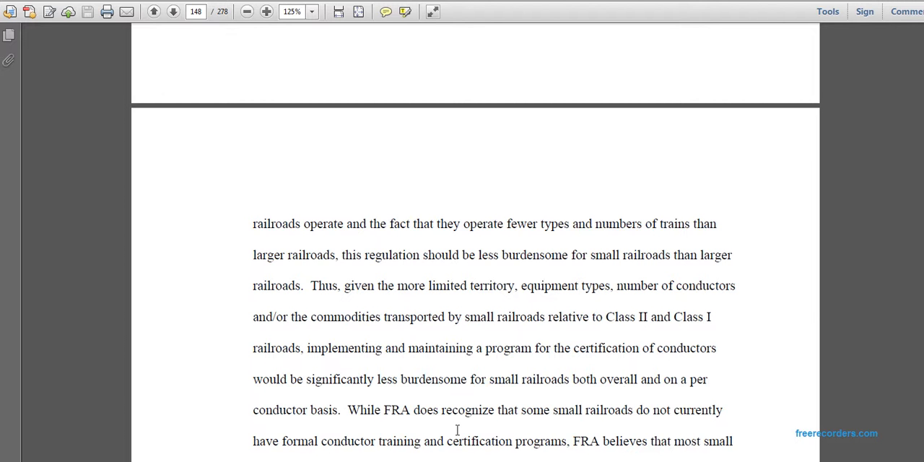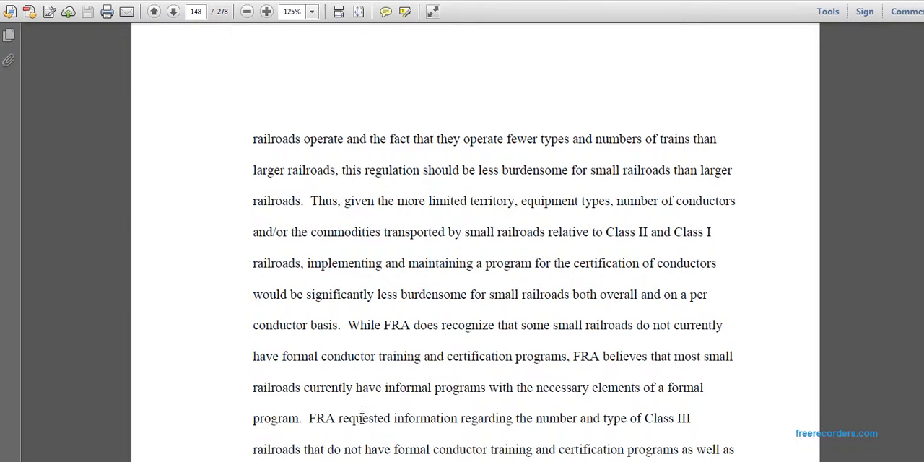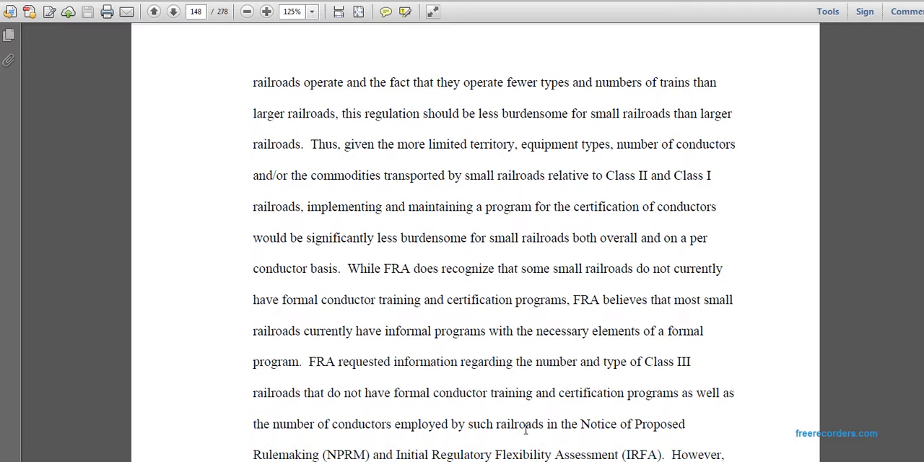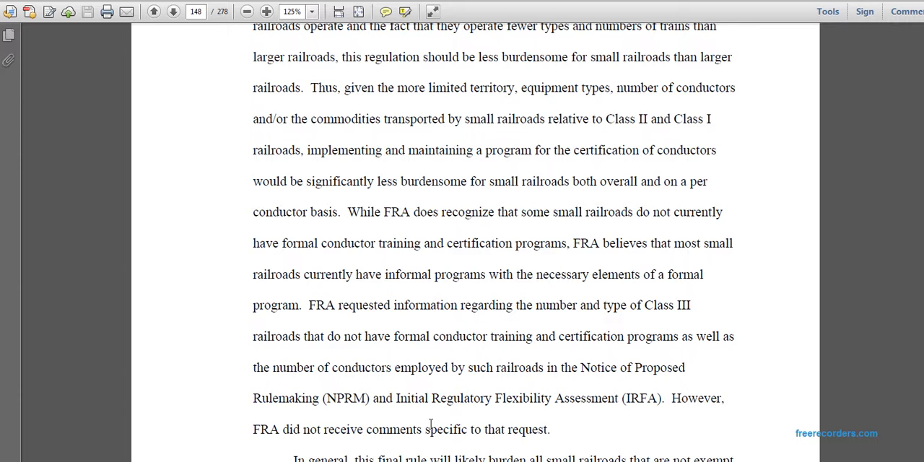Given the more limited territory, equipment types, and number of conductors, implementing and maintaining a conductor certification program is significantly less burdensome for small railroads relative to Class 2 or Class 1 railroads, though overall it is a per-conductor basis. While the FRA does not recognize that small railroads currently have formal conductor training or certification programs, the FRA believes that small railroads currently perform the necessary elements of a formal program. The FRA requires information regarding the number of Class 3 railroads that do not have formal conductor training or certification, as well as the number of conductors employed by such railroads, in the notice of proposed rulemaking.